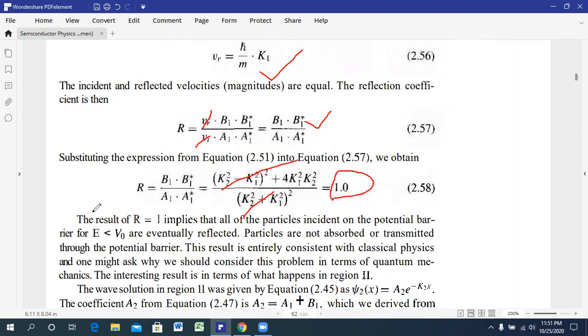and the reflection coefficient value should be equal to 1. So this reflection value R equals 1 implies that the particle incident on this potential barrier for E less than V naught is reflected. That means the particles are not absorbed or transmitted. So if the reflection value equals 1, then the full part is reflected. Nothing is transmitted or absorbed at this surface. So this result is entirely consistent with classical physics.